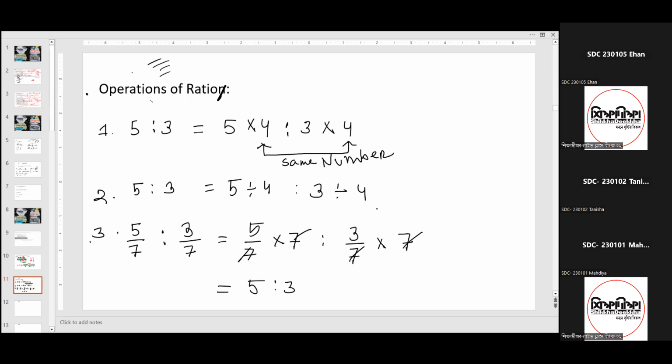So we cannot add or subtract. We cannot add or subtract, but we can divide, we can multiply a number, even though those numbers are fractions, or we can multiply with a fraction also. If you want to do that, you can also multiply these ratios by a fraction, not the integer one, right? You can multiply with a fraction.